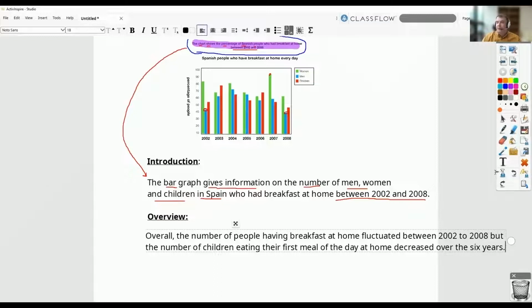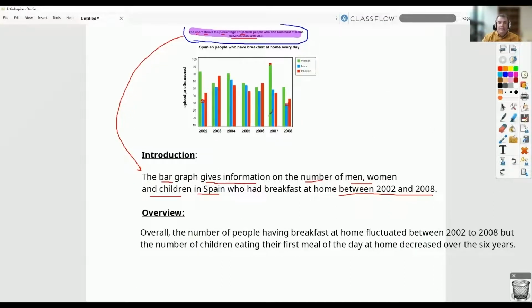Okay, so there's our overview. We're not talking about numbers here. There's no mention of specific percentages, no comparing years. I'm not saying that this is bigger than this. We're not doing any comparison. We're giving a general look at the data. Overall, the number of people having breakfast at home fluctuated between 2000 to 2008.